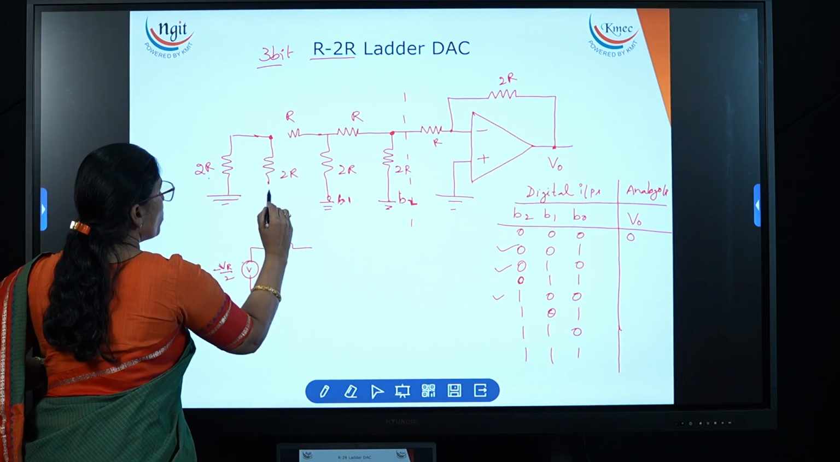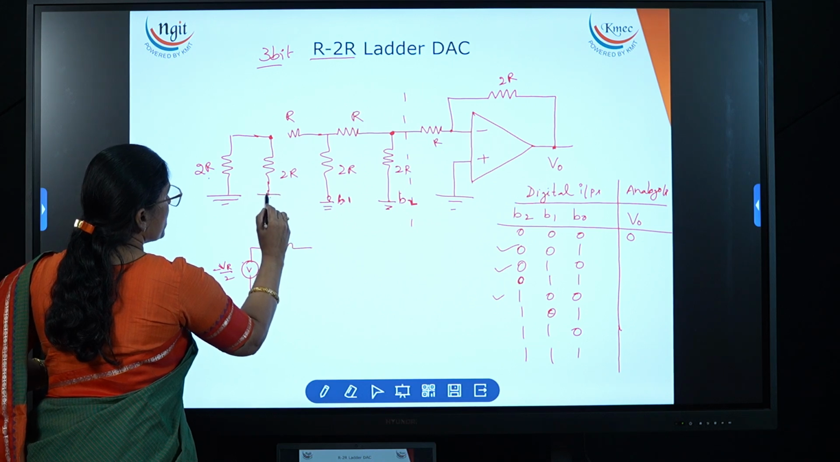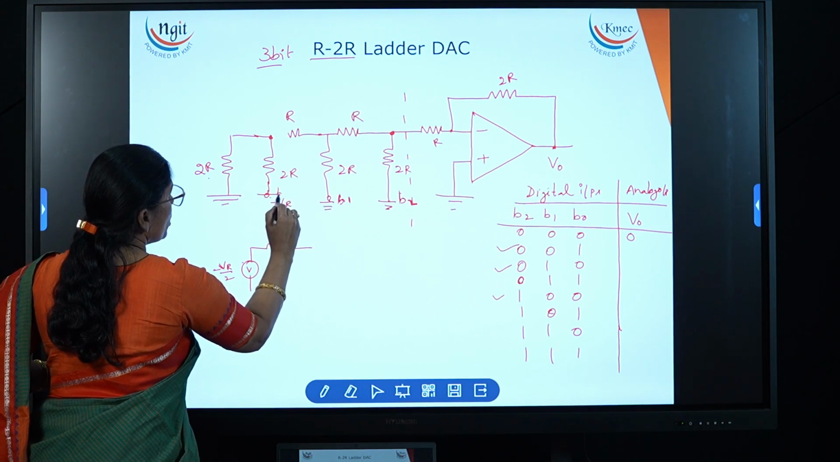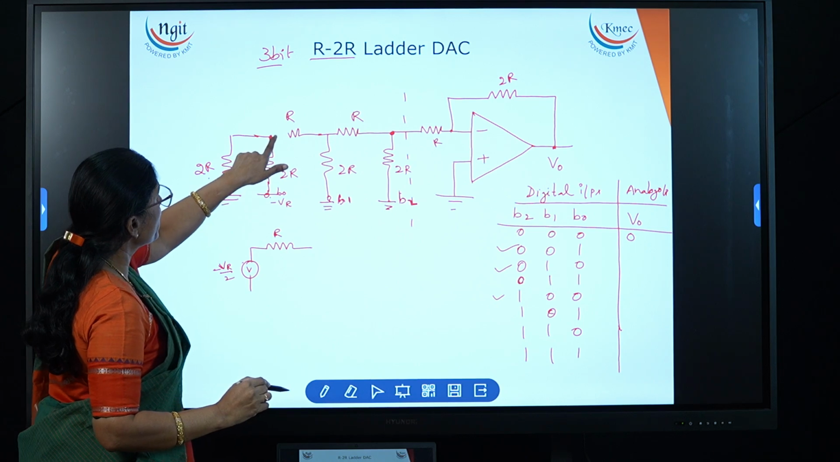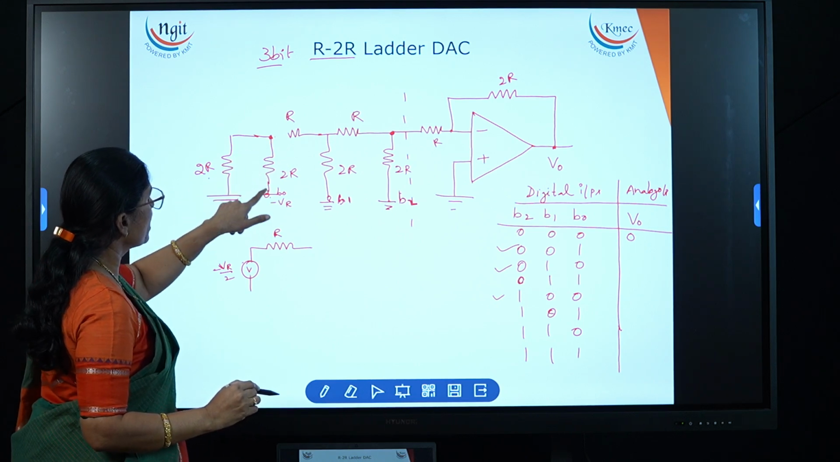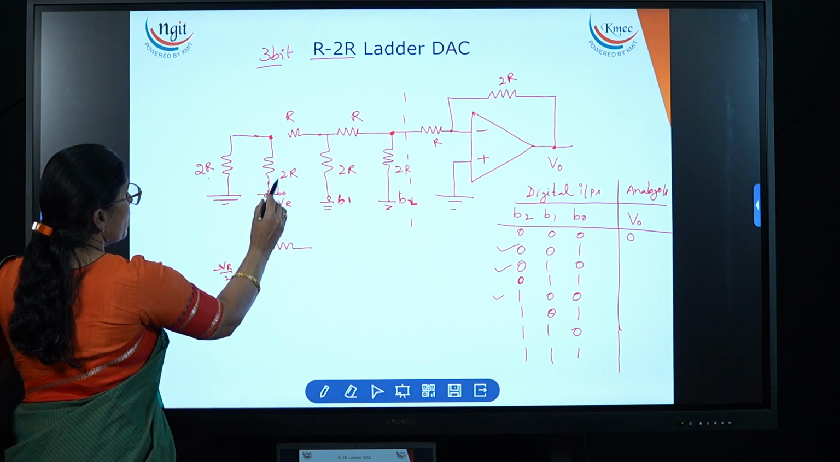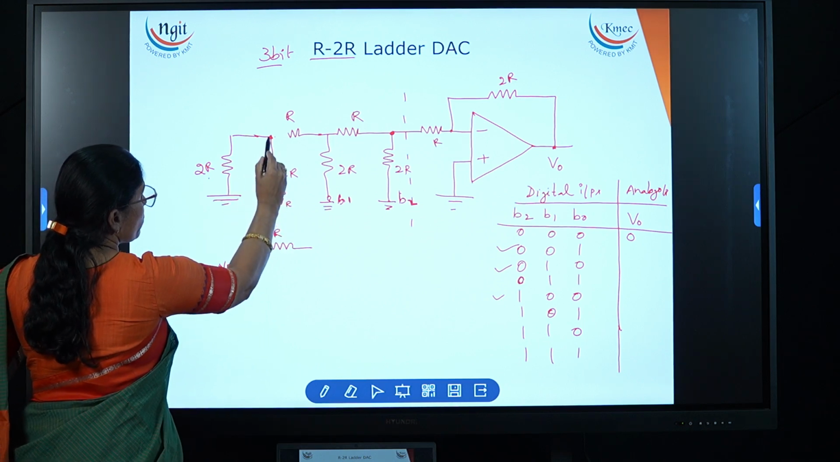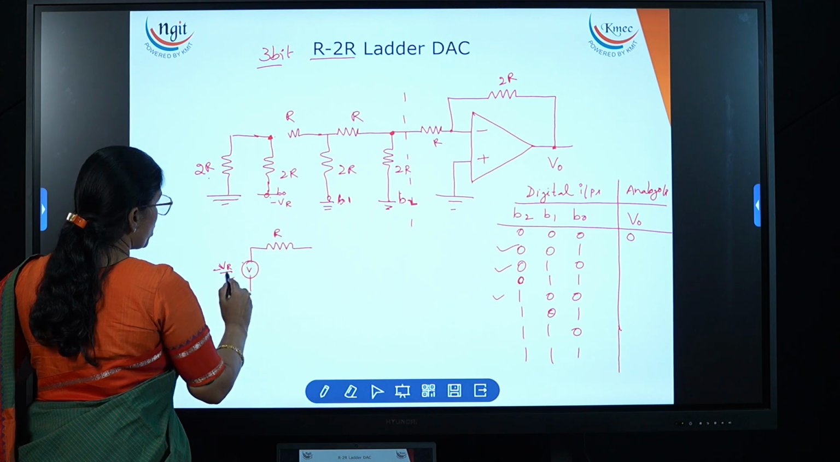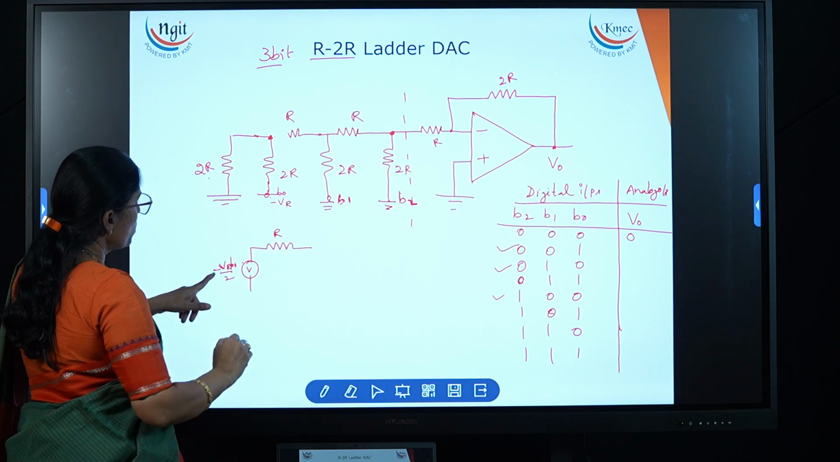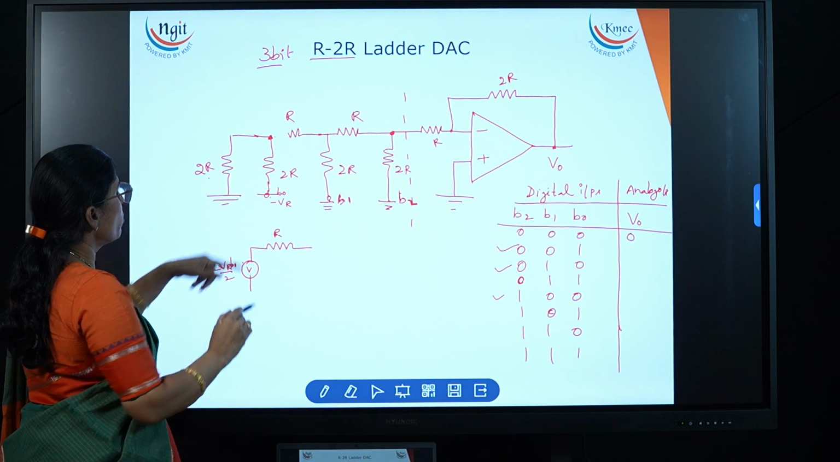Now how to calculate the voltage? Here the voltage applied is minus B naught VR. So what is the voltage at this point? Both the resistors are there, so just apply the voltage divider method. If I apply the voltage divider, both the resistors are the same, so I will get half of this voltage, that is nothing but minus VR B naught by 2. So this is the voltage divider method.